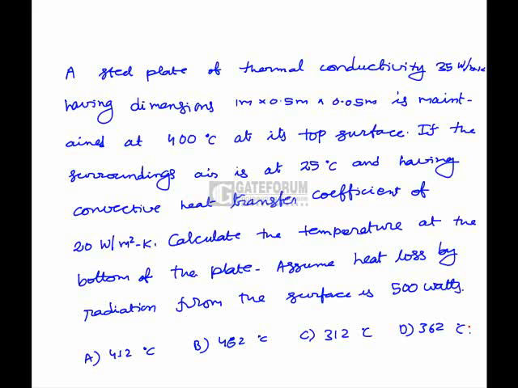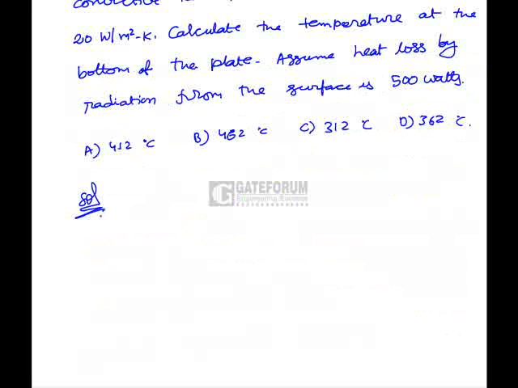A steel plate of thermal conductivity 35 watt per meter Kelvin, having dimensions 1 meter into 0.5 meter into 0.05 meter, is maintained at 400 degrees centigrade at its top surface. If the surrounding air is at 25 degrees centigrade and has a convective heat transfer coefficient of 20 watt per meter square Kelvin, calculate the temperature at the bottom of the plate. Assume heat loss by radiation from the surface is 500 watts. Here we will have to find out the temperature at the bottom of the plate.